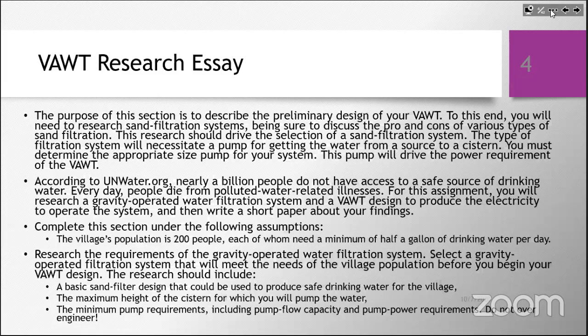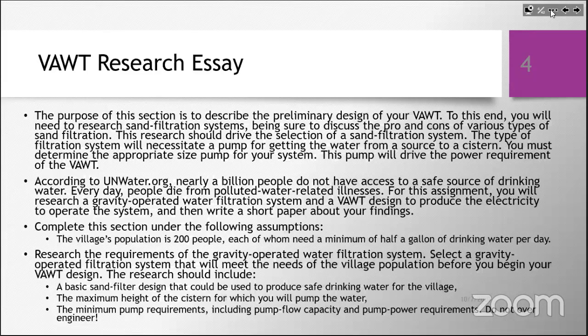According to unwater.org, nearly 1 billion people do not have access to a safe source of drinking water. Every day, people die from polluted water-related illnesses. For this assignment, you will research a gravity-operated water filtration system and a VAUT design to produce electricity to operate said system, and write a short paper about your findings.